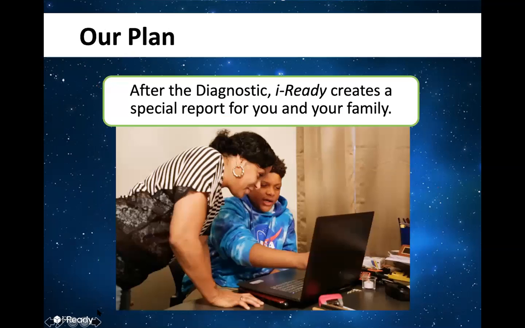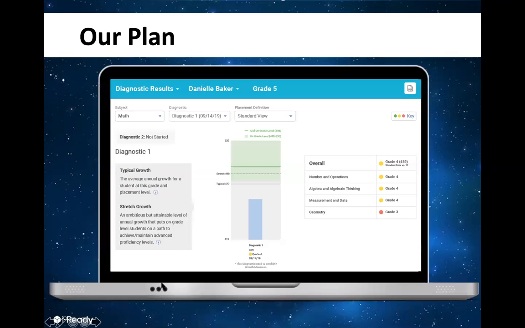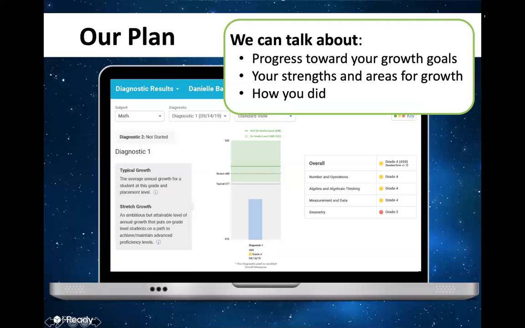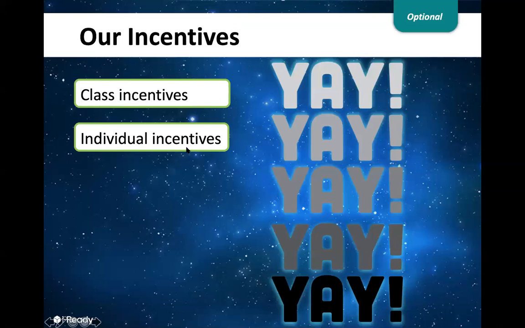Okay. Now, after the diagnostic, iReady creates a special report for you and your family. You guys are going to see something like this. I'm going to give you something a little extra as well. After the diagnostic, we can review your results and goals. It's going to tell you where you were grade level wise for each section that's covered in 6th grade. Then we can talk about progress toward your growth goals, your strengths and areas for growth, and how you did. Now, the incentive I already mentioned, it's kind of a class and an individual incentive. You guys will get your participation grade, the A, as long as you don't rush your tests.